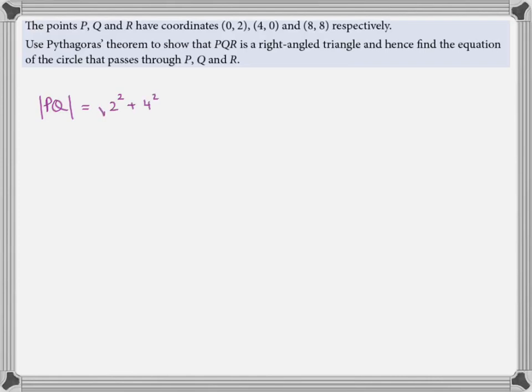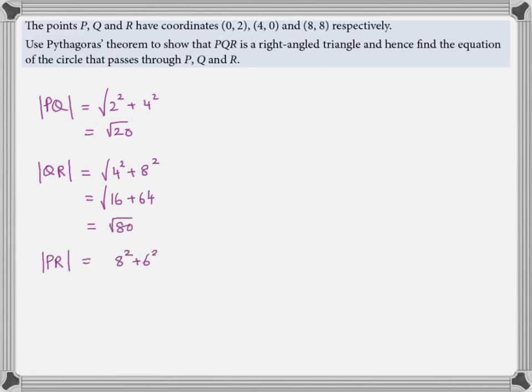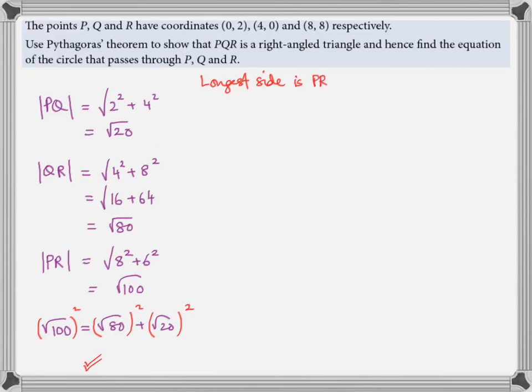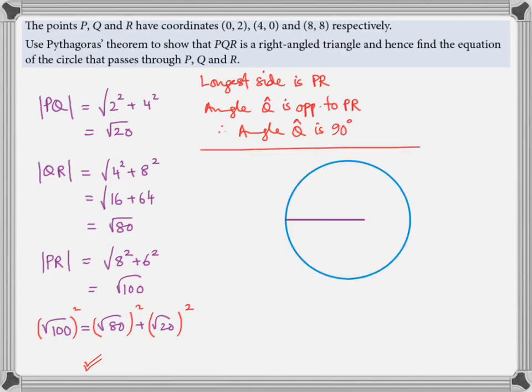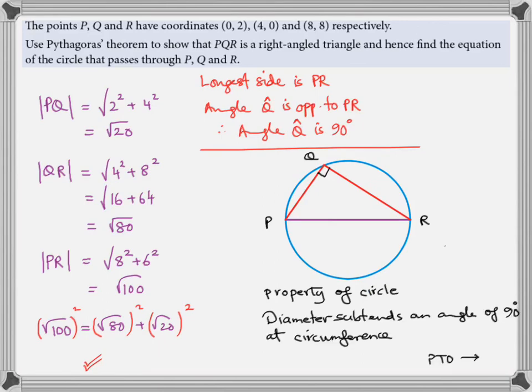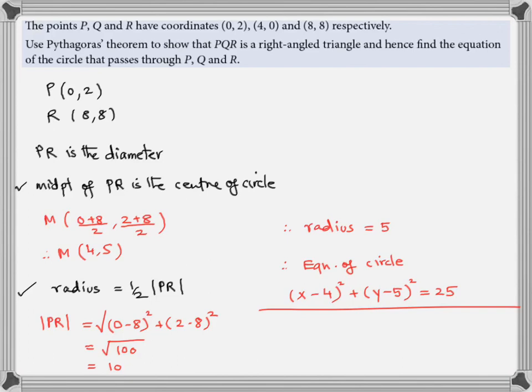Now, you find PQ, you find QR, no need of a calculator, that's a waste of time, and you find PR. So PR comes out to be root 100, therefore it's fulfilling Pythagoras theorem, as you can see. Longest distance is PR. Which alphabet is missing? Q. That means Q is 90-degree angle. Distance PR, half of that is the radius, which is 5 units. And midpoint of PR would be the center of the circle. Hence, you write down the equation of the circle.